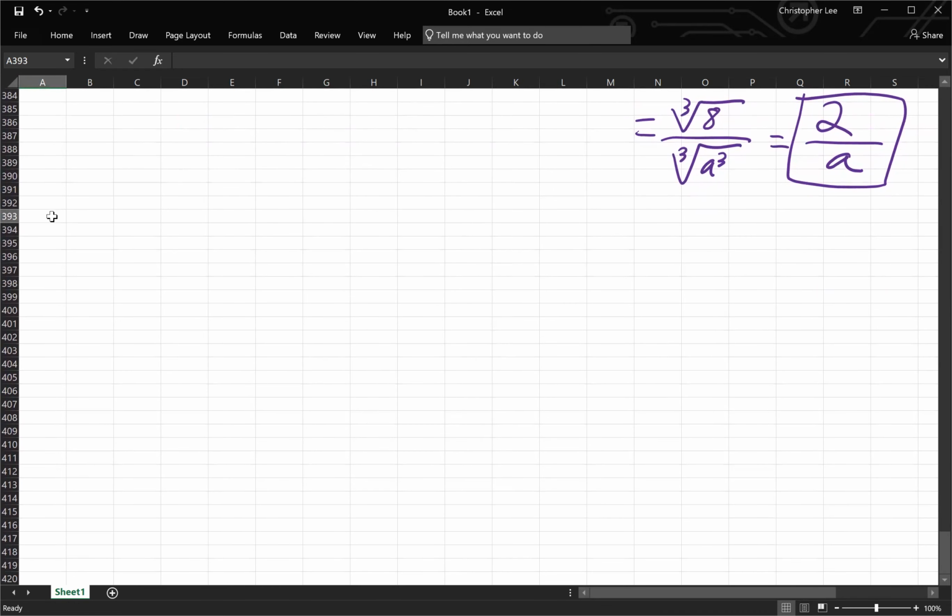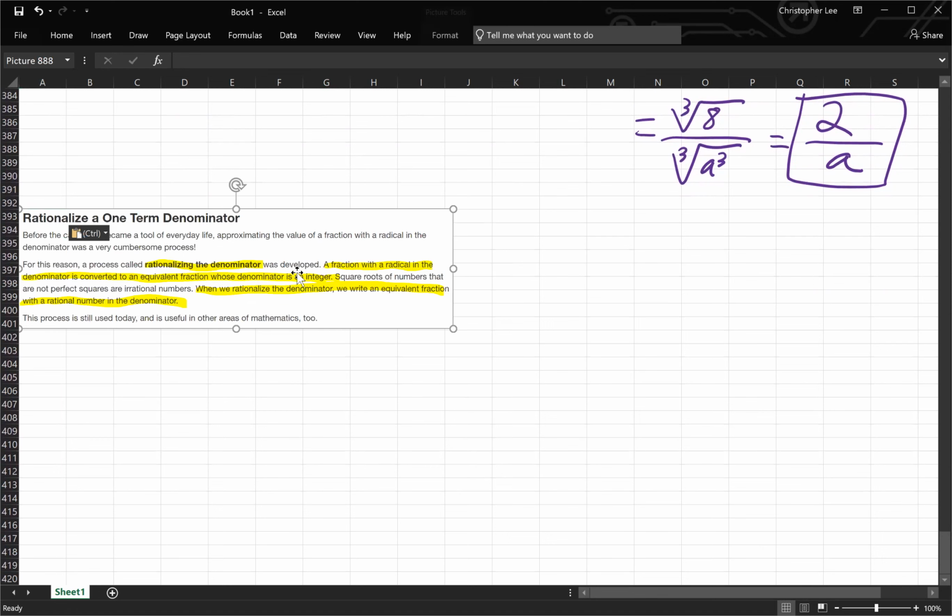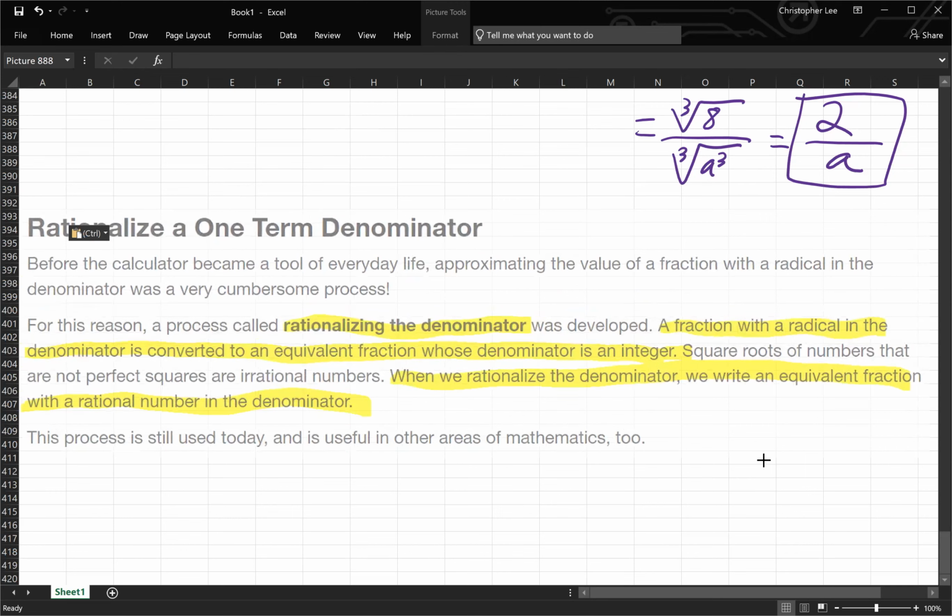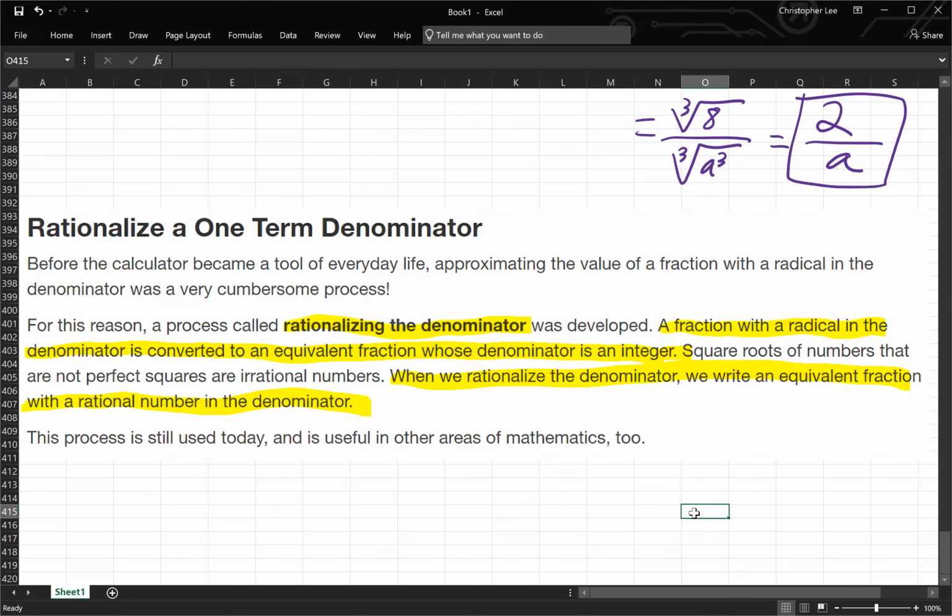All right, so this is what we about to do next, right? Over here, we want to rationalize a one-term denominator. Before the calculator became a tool of everyday life, approximating the value of a fraction with a radical in the denominator was a very cumbersome process. For this reason, a process called rationalizing the denominator was developed. A fraction with a radical in the denominator is converted to an equivalent fraction whose denominator is an integer.